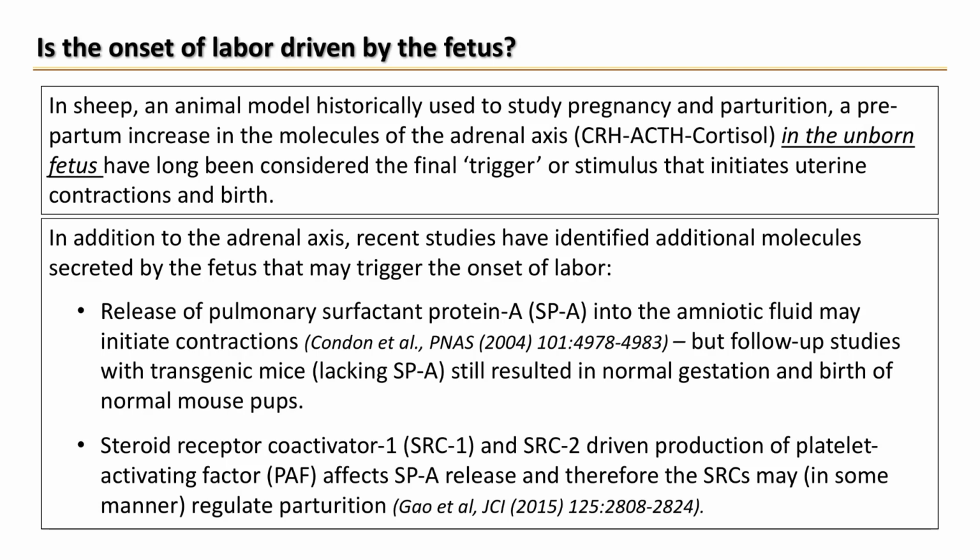One of those is pulmonary surfactant protein A, or SPA, which has been secreted into the amniotic fluid and has been shown to induce contractions. However, follow-up studies with transgenic mice that lack SPA resulted in normal gestation and birth of normal mouse pups. Thereby, if SPA is involved, it is not the only molecule involved.